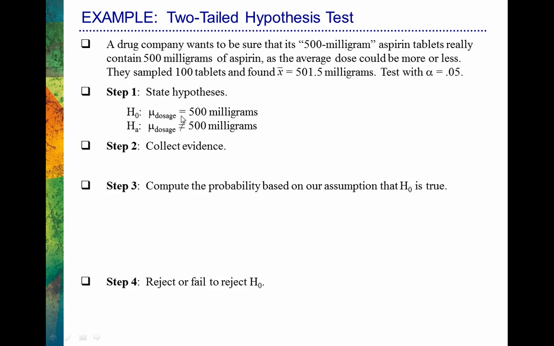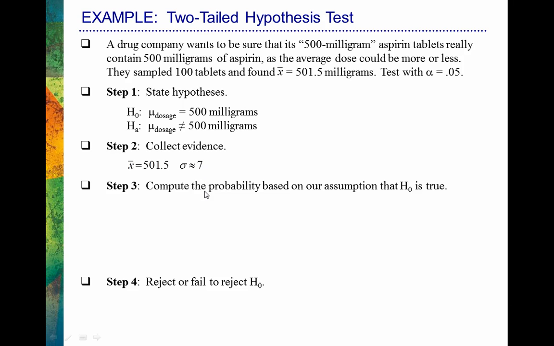We will always have an equal to and non-equal to. So now we collect some evidence. These people already did collect evidence. From 100 tablets, they computed the average amount of milligrams of aspirin in those tablets. And they found that the sample mean was equal to 501.5 milligrams. So there's our sample data, and let's just assume that the standard deviation equals 7 in this situation.